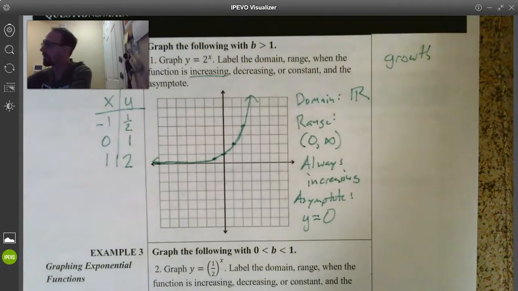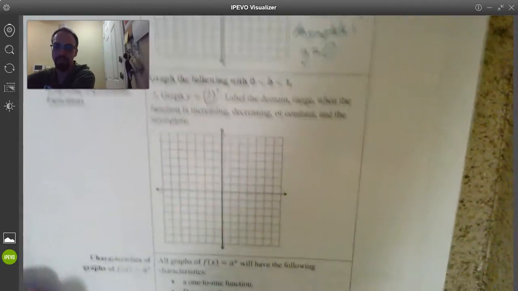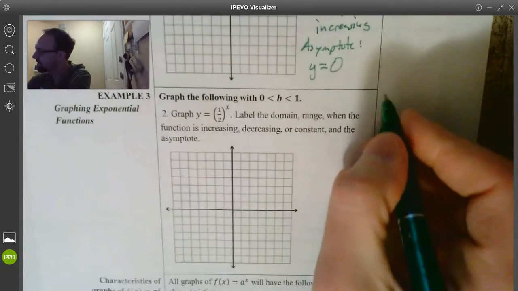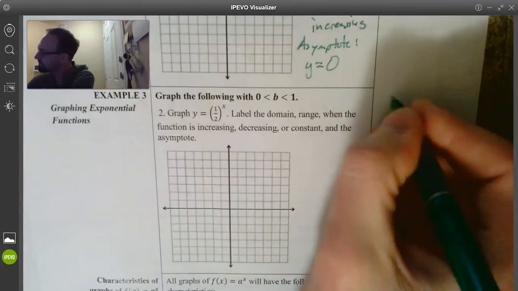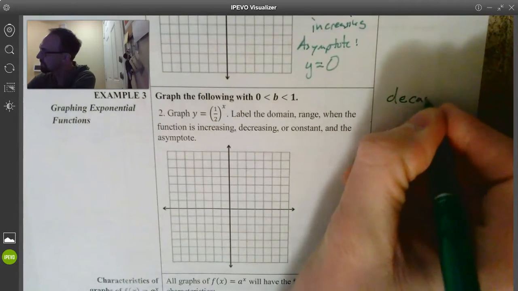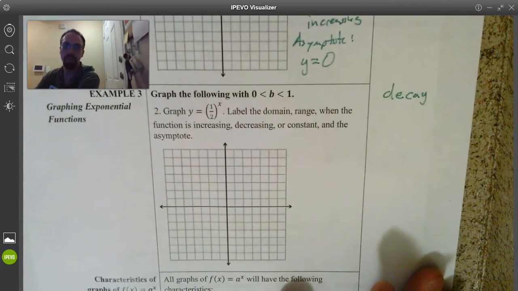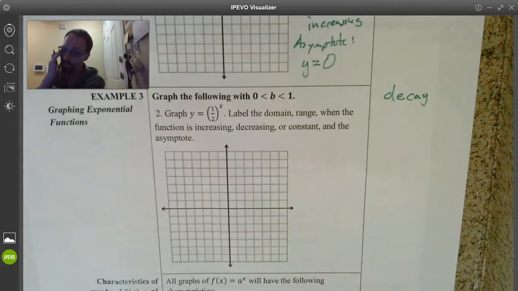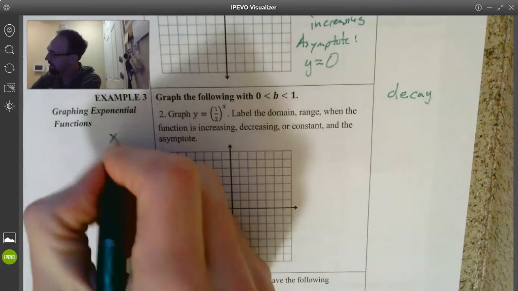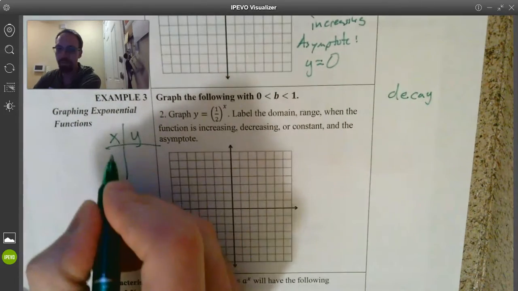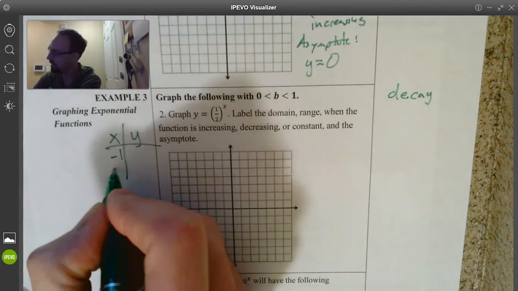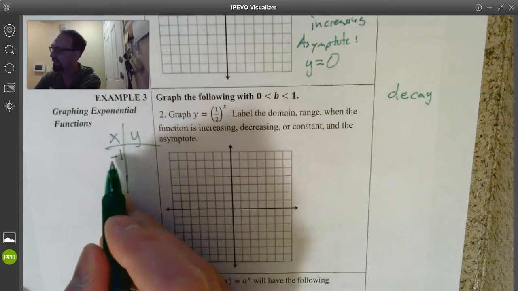It's very similar when we have exponential decay. In fact, let's look at example 3 here. This is an example of decay. And why is it decay? Well, because my base value is between 0 and 1. So here, again, if I plug in -1, 0, and 1, what's happening? Well, now I take the reciprocal.